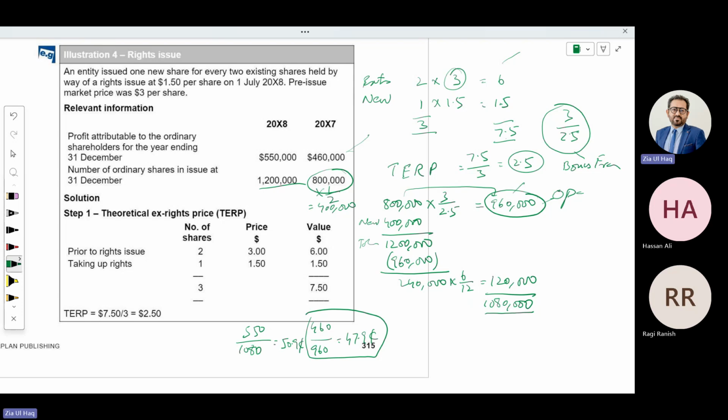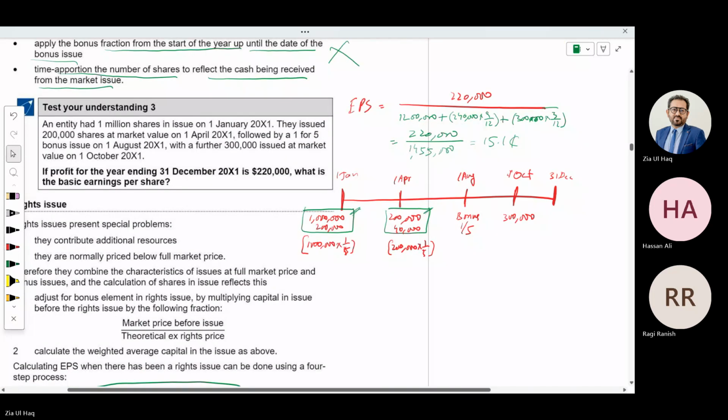And this cash issue, we need to proportionate. How? According to the number of months. This means this was the opening with bonus, and this cash issue we need to proportionate according to month. This means this is the closing weighted average number of shares, which we will use to calculate EPS for the current year, 20x8. Where we need to calculate theoretical ex-rights price is in case of rights issue. In case of bonus issue, no need to calculate theoretical ex-rights price. We only need to add the bonus issue shares at the start of the year, not proportionally.